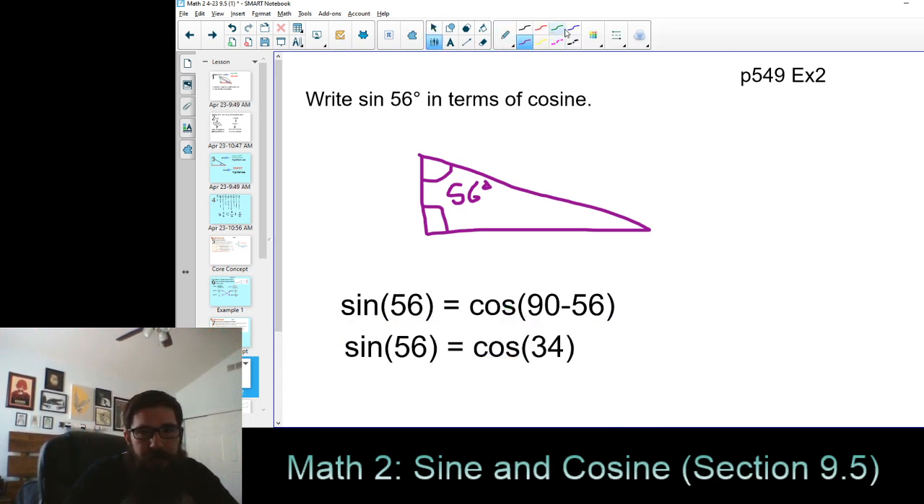And let me try and go back to this triangle here and convince you. This other angle here has to be a 34. You can double check that math. 50 plus 30 is going to be 80. 6 plus 4 is 10. Add those together, you get 90 for those other two angles.